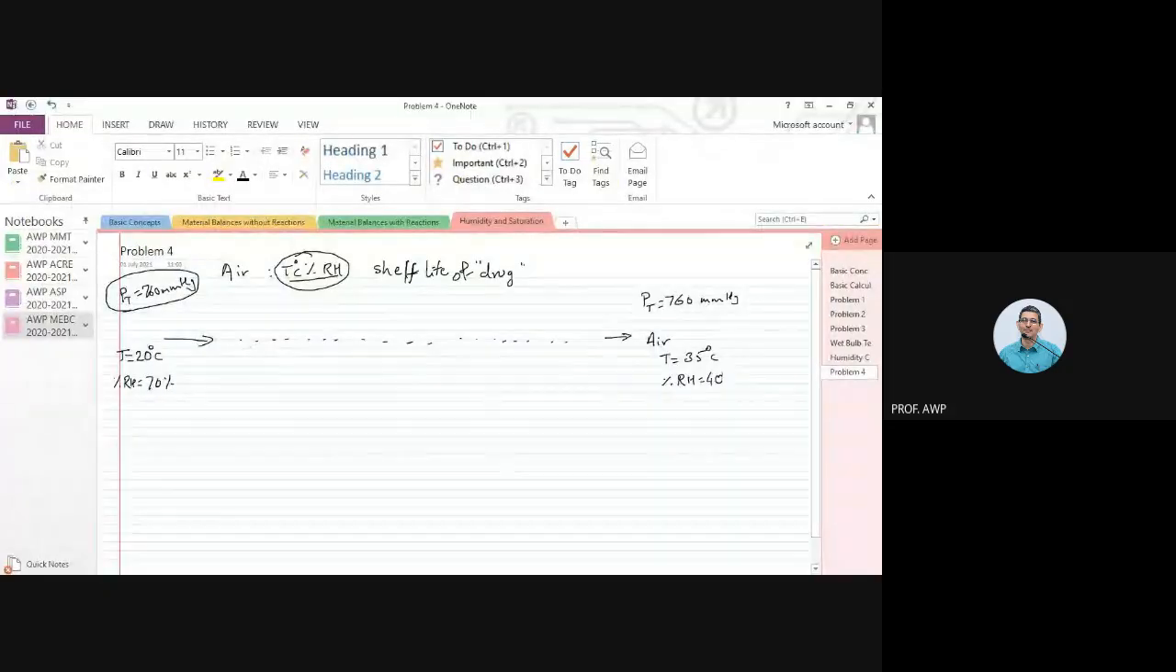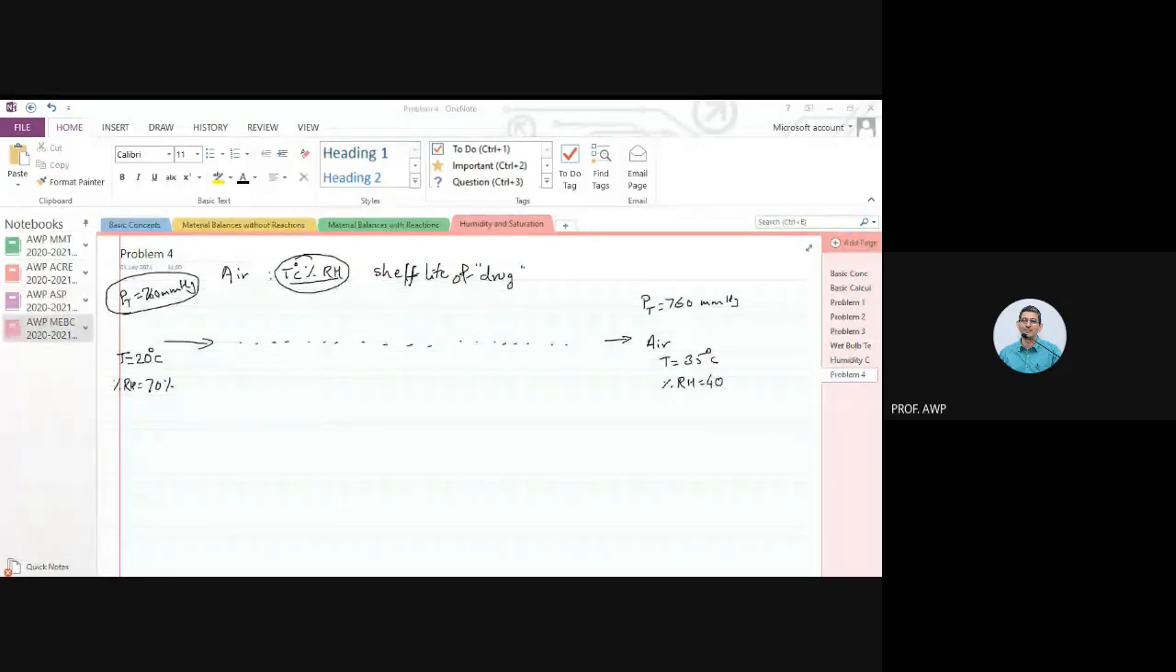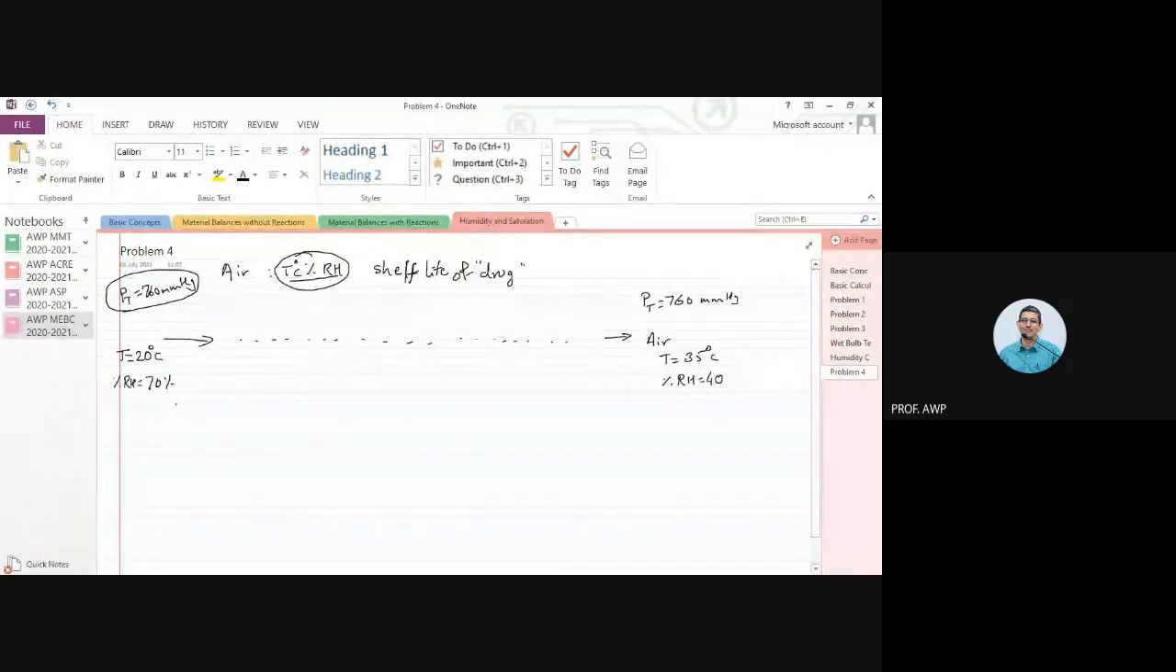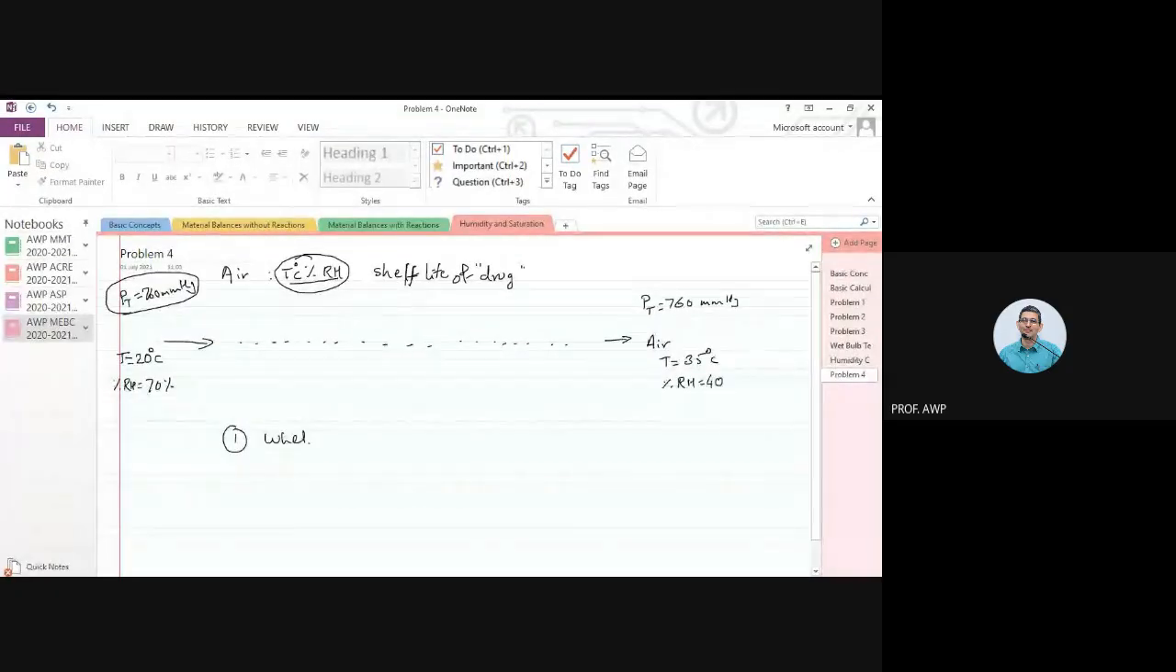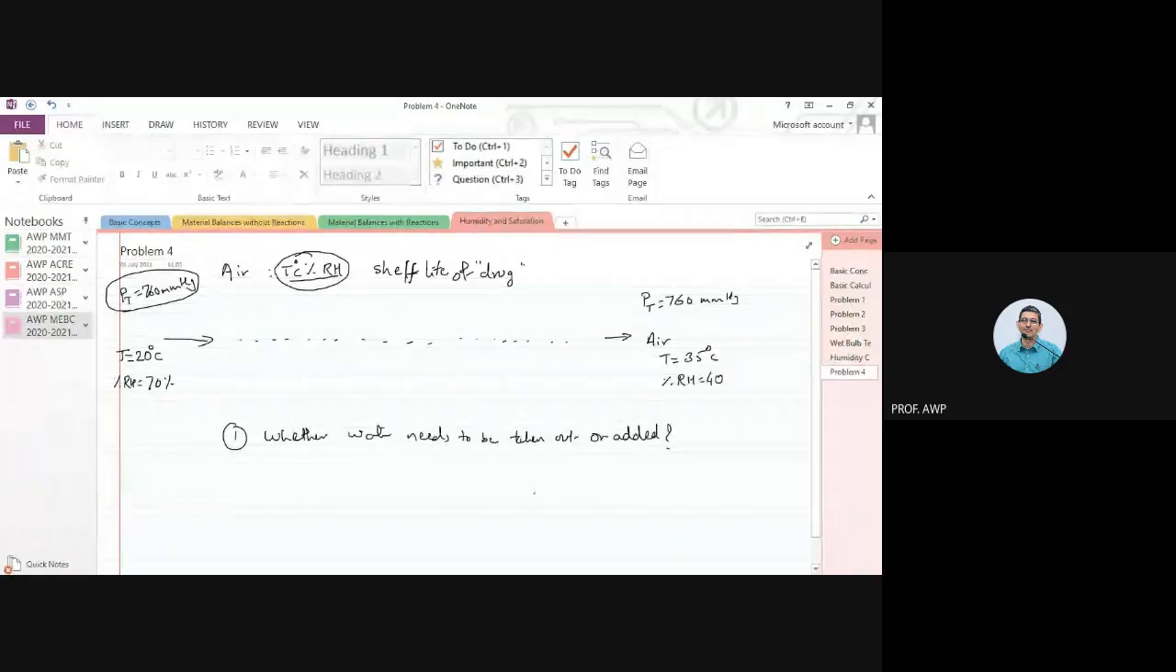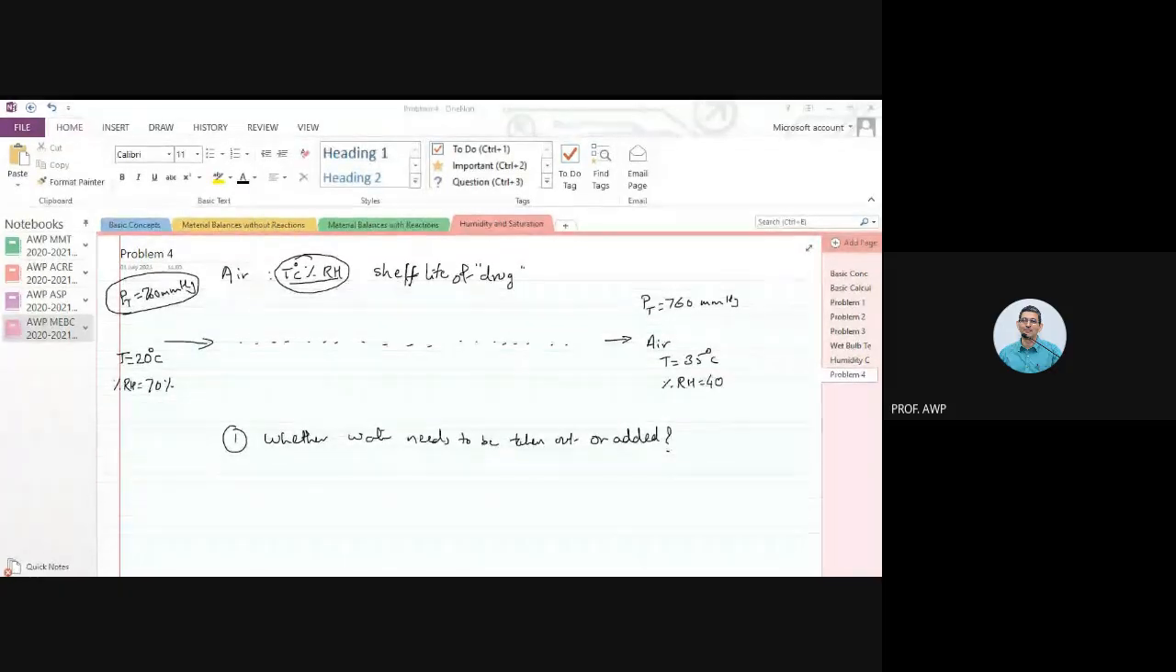Okay, is the problem statement clear to everybody? I would like you to tell me whether I need to add water to this air or I need to take out water from this air. So the first question that I want you to do is whether water needs to be taken out or added. Once you tell me that, then I will tell you the next problem.